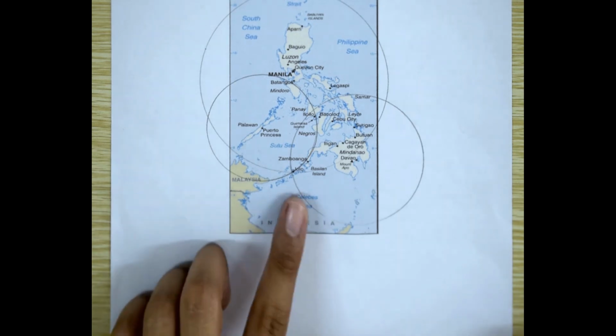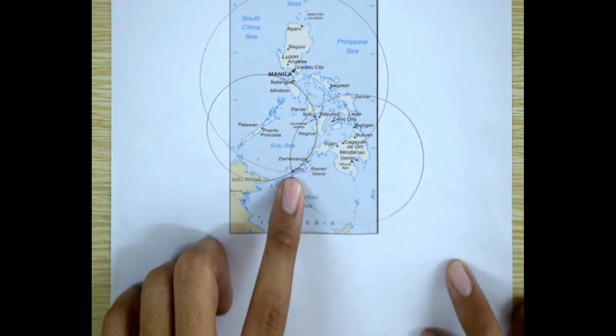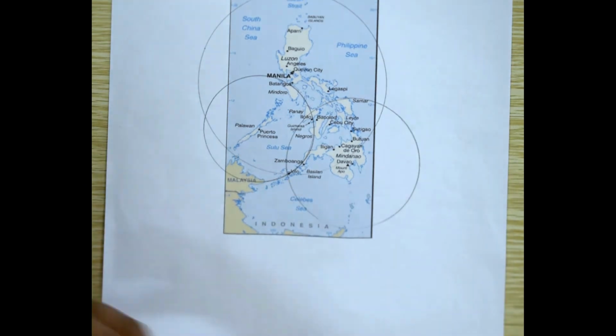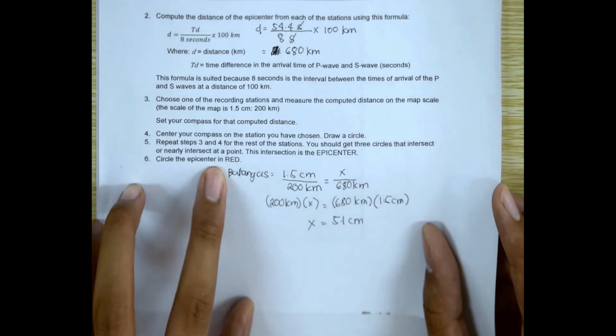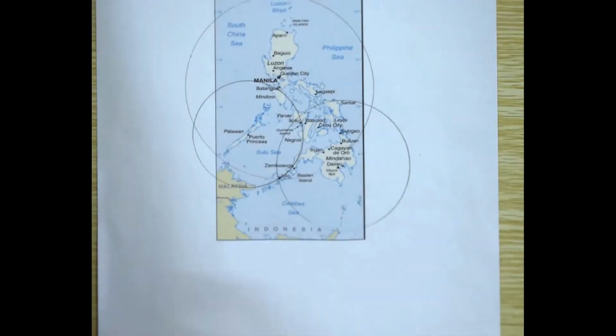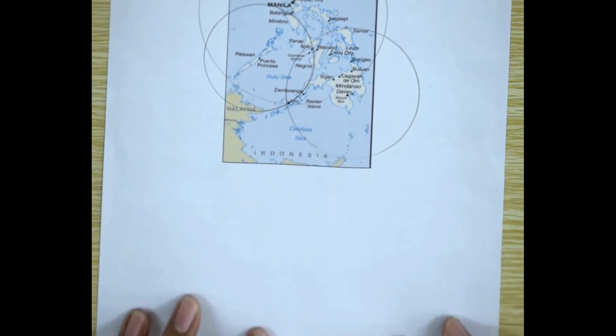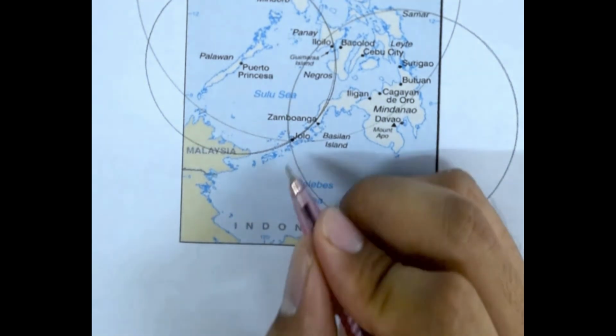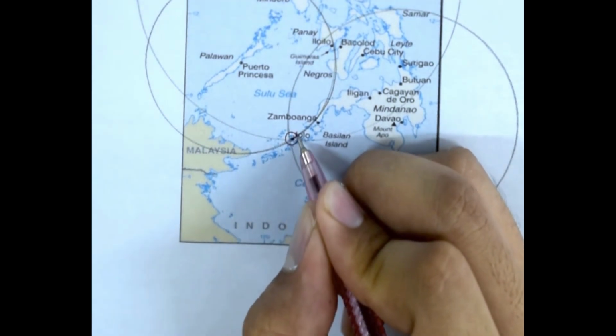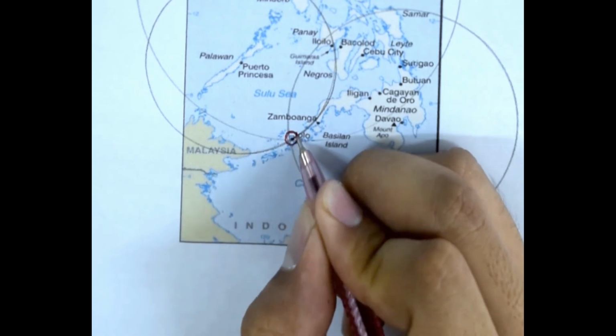As you can see, there is one intersection of the 3 circles. The intersection of the 3 circles is our epicenter. For our procedure number 6, circle the epicenter in red. Again, the epicenter is where the 3 circles intersect. In this case, the intersection is at Hulo. Therefore, our epicenter is at Hulo.